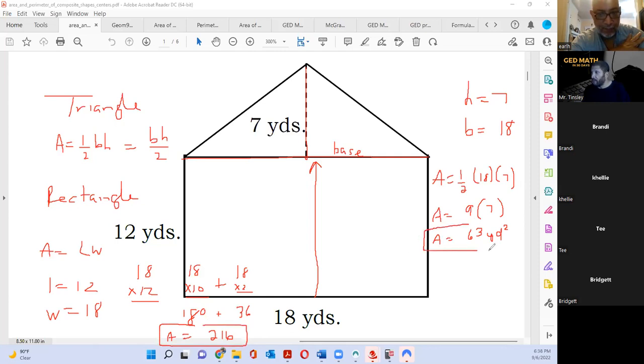The area of the triangle is 63. What am I going to do to both of those numbers? Add them together. So my total area would be 279 square yards. You can't forget the measurement. Area is always square, whether square inches or square yards. So that's how you do it, breaking it down piece by piece.